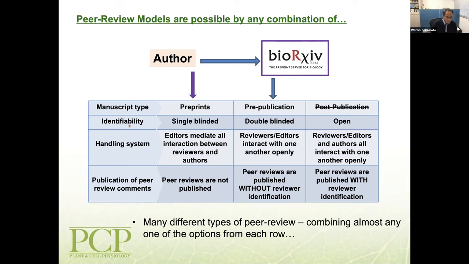Next, identifiability means whether the authors and reviewers are blinded or not. The next one, handling system, means the way of handling, which can be completely mediated by handling editors, whereas there is a system in which the journal allows some communication between the editors, reviewers, and even authors. And finally, the publication of peer review comments means that, depending on the journal, peer reviews themselves may or may not be published along with the accepted papers, where reviewers' identity is disclosed or kept anonymous. As a result, we can combine almost any of these options to implement peer review. That's why we have so many systems now, and it is different in each journal.